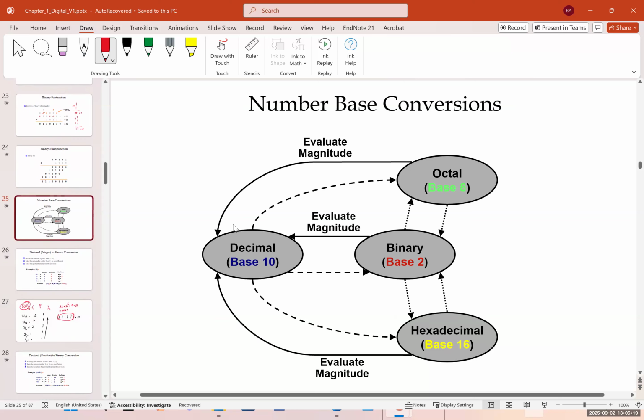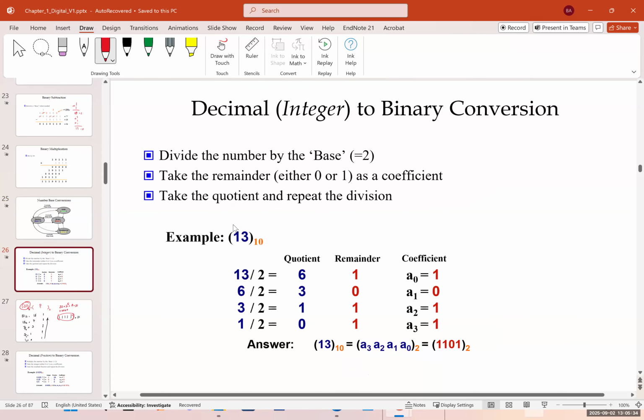We also learned a little bit about number conversion, and the reason that we use octal and hexadecimal is because it's very easy to convert between octal and binary and octal and hexadecimal, and I'll show you how we do that.